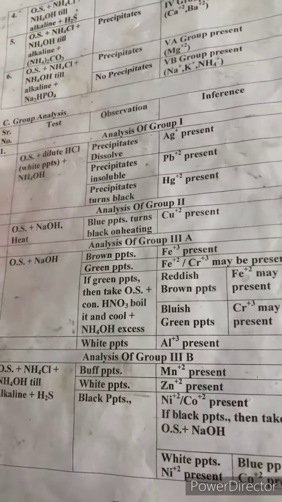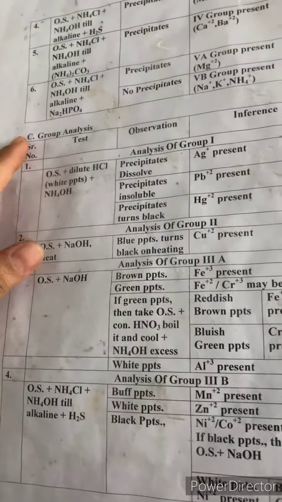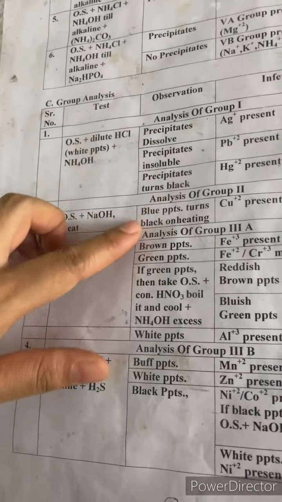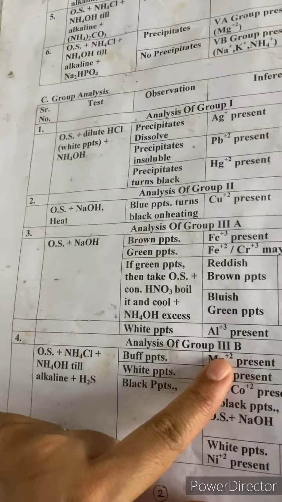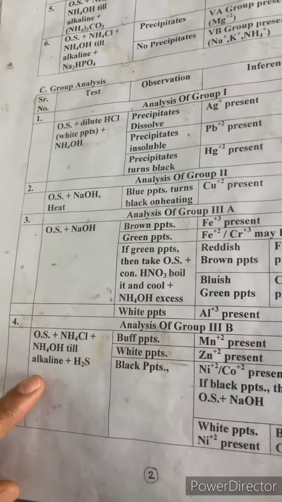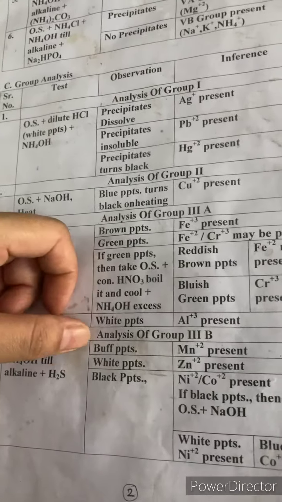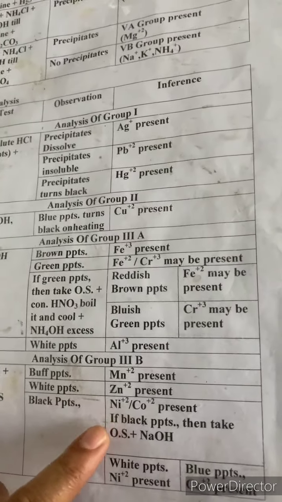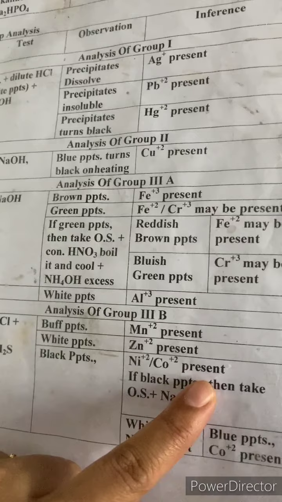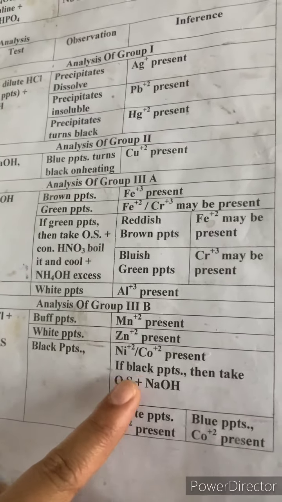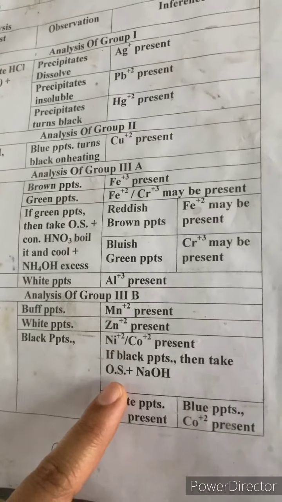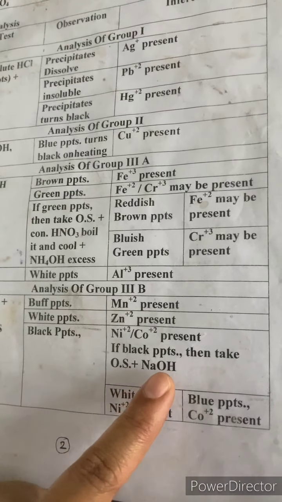So after the wet test for positive radicals, we'll go for the group analysis, the C part. In that again we'll go for the analysis of group third B. We have already performed this test. In that we have got the observation black precipitates. We know that either nickel or cobalt ion can be present. So if black precipitates are there, we'll have to take OS and then add NaOH to it.